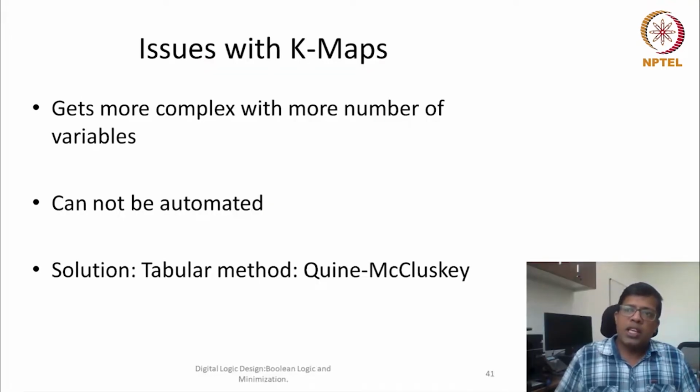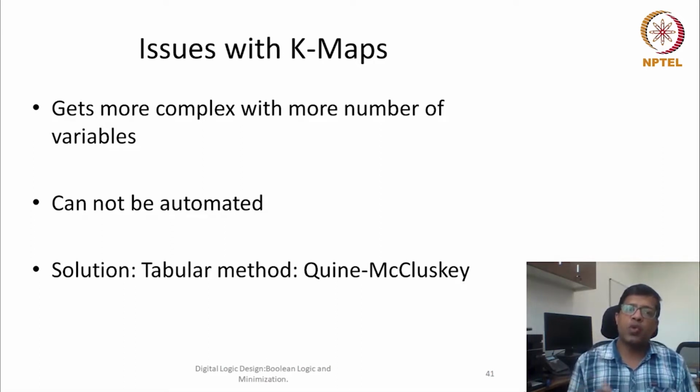Hello all. In our previous lecture, we have seen how K-maps can be used to optimize Boolean expressions, sum of min terms or product of max terms. We have also seen that in K-maps, if the number of variables increases from 3 to 4, complexity increases. If it increases from 4 to 5, the complexity increases even more.